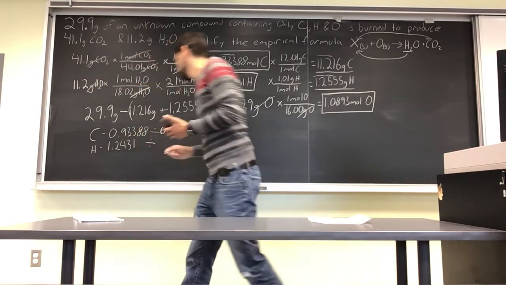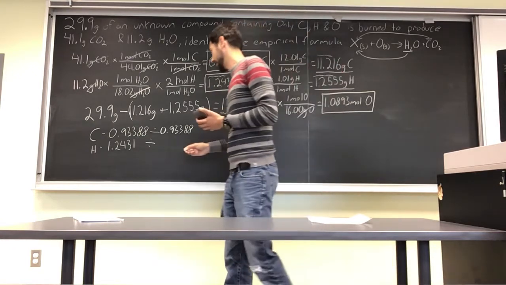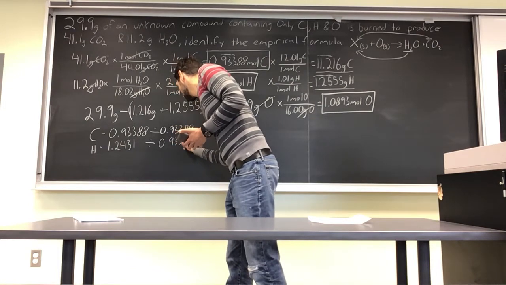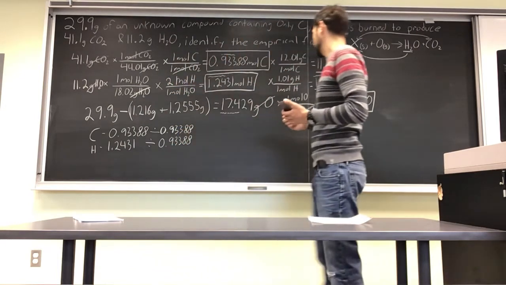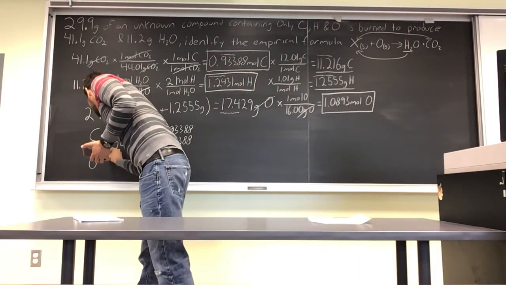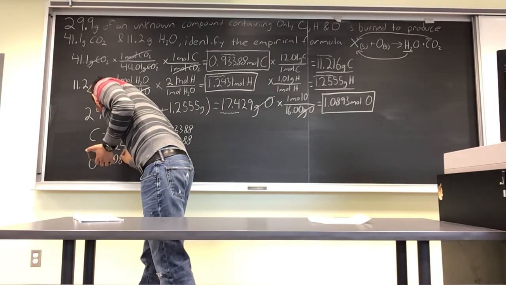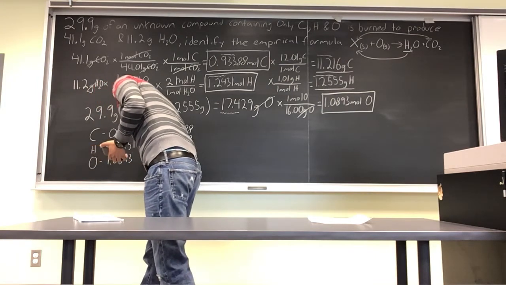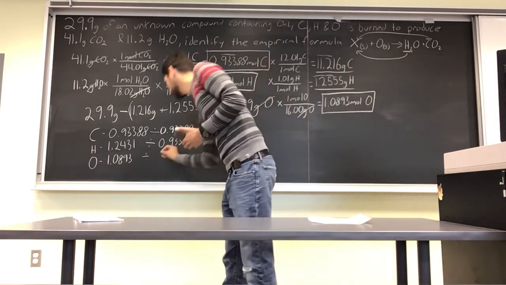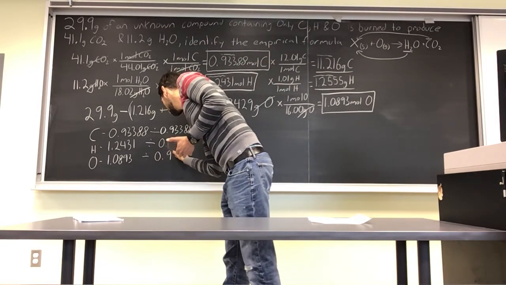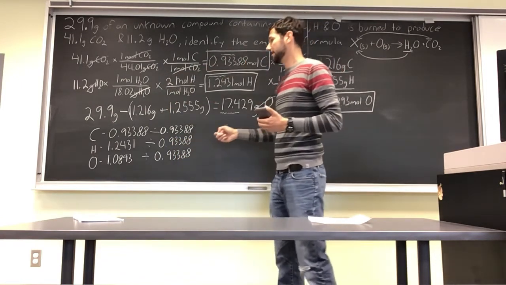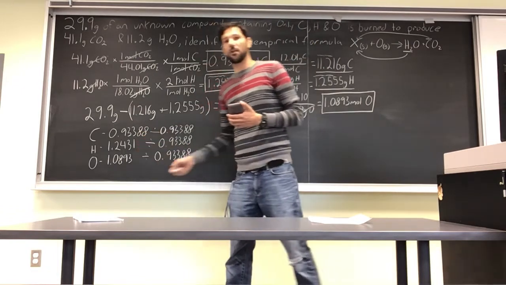To figure out hydrogen, 1.2431, divided by, you guessed it, 0.93388. And to figure out oxygen, 1.0893, divided by, hopefully you've got it by now, 0.93388. So each one of these numbers of moles is divided by the smallest number of moles.